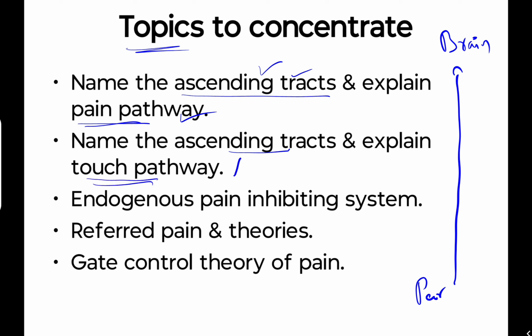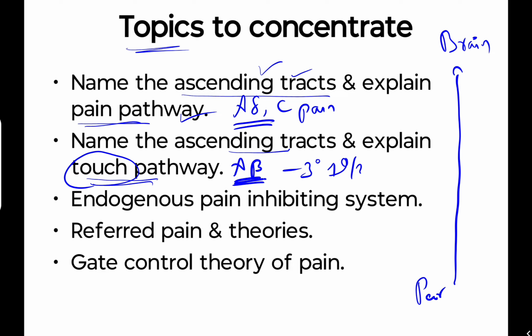The main difference is that A beta fibers are the ones which carry the touch sensation. It was A delta and C fibers for pain. For the touch pathway, it is A beta. Here also there are three orders of neurons. Okay, the first order, second order, and third order neurons.